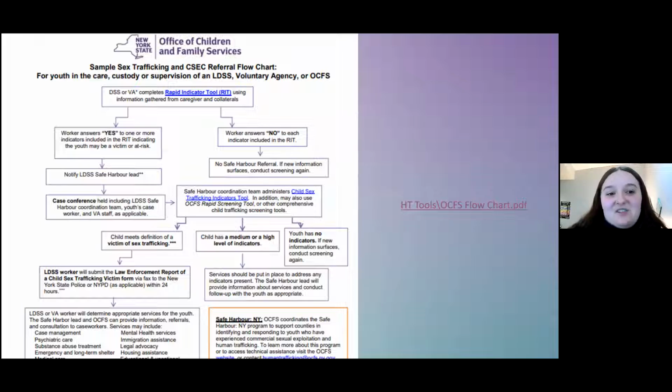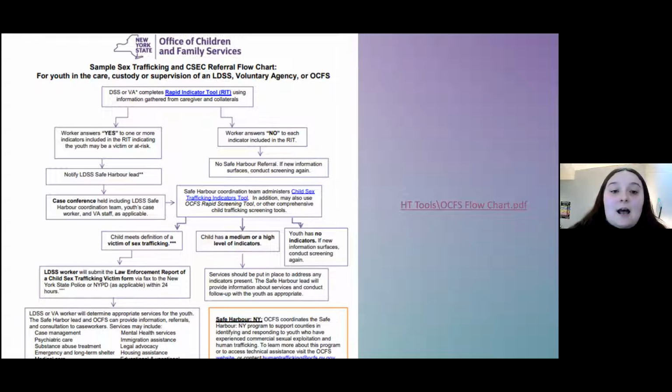This is the flow chart on steps as to how to complete the rapid indicator form and the comprehensive tool, only for youth in the care, custody, or supervision of an LDSS, voluntary agency, or OCFS. What I'm about to say might sound confusing, but don't worry, we're going to break it down in each slide, and we're going to go over a case scenario as well.